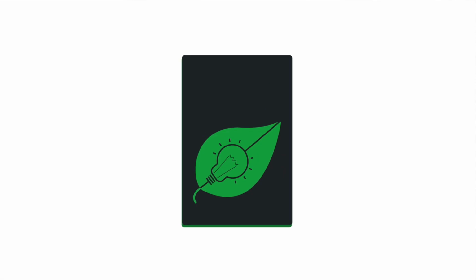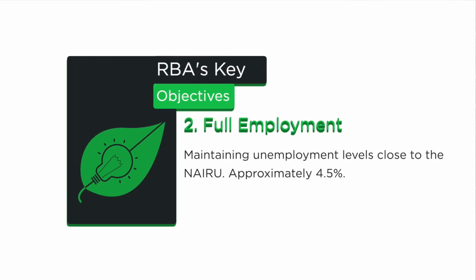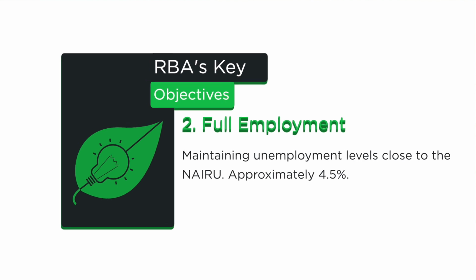The next thing on their list is full employment, okay? And so you might have heard this referred to sometimes as the NAIRU, okay? So historically, the RBA used to aim for about 5% as their full employment rate. This is now being revised to 4.5% to reflect the fact that our full employment rate is actually lower, which means that we've actually improved over time.